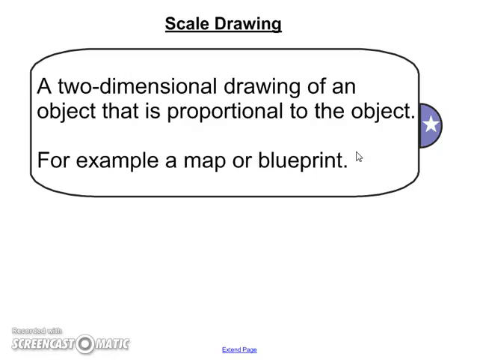Same thing with a blueprint. A blueprint is the design, usually for a house or a building of some sort. Well, we don't have paper big enough to make a full-size drawing of the house, so we have to scale it down so that we can actually use it. So we're taking a drawing of a large object and putting it on paper to use.